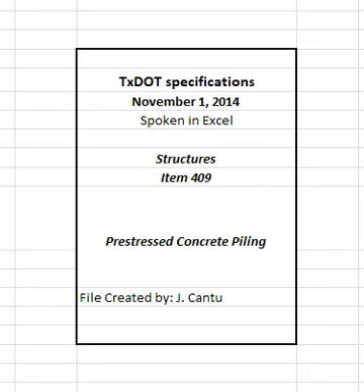Item 409. Prestressed concrete piling. 1. Description. Furnish and place prestressed concrete piling. 2. Materials. Use materials that meet the requirements of the following items.